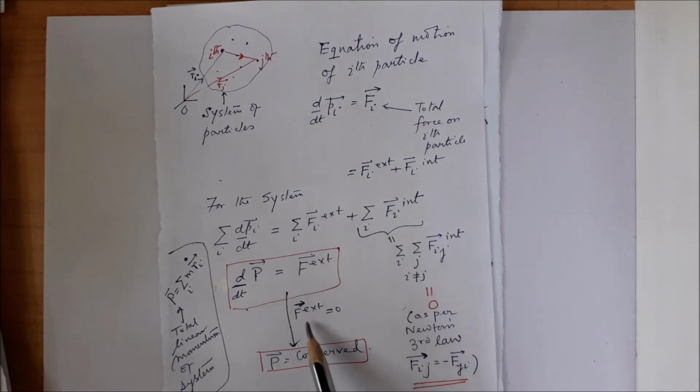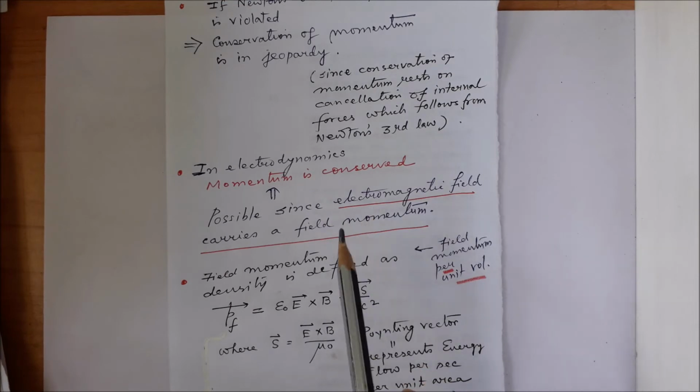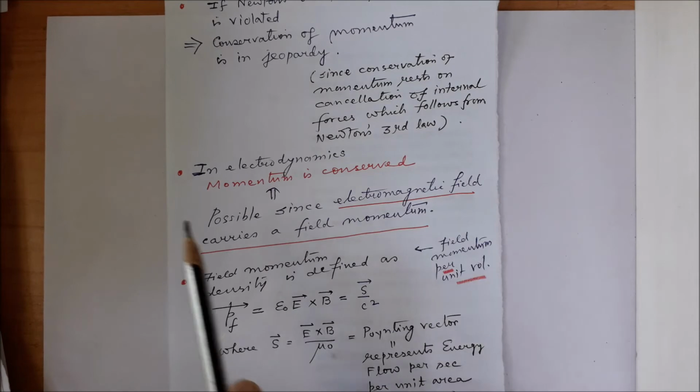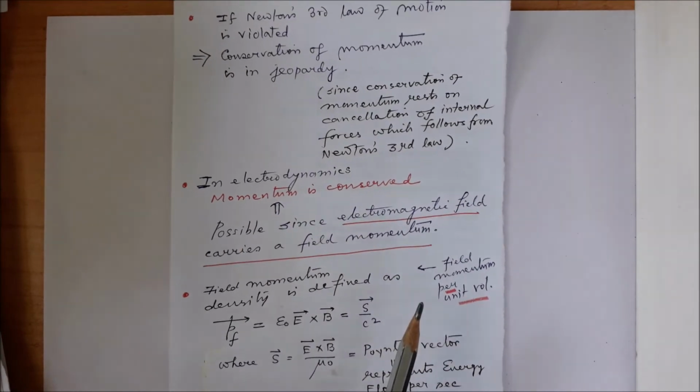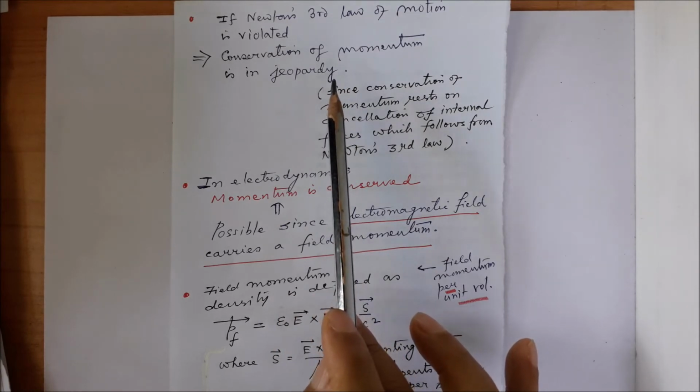Now if external force is 0, we have dp/dt equal to 0 and therefore P is conserved. So conservation of linear momentum significantly depends upon cancellation of internal forces, which was done using Newton's third law. So what we arrive at is that if Newton's third law is disobeyed, as it appears in our calculation, then we are disobeying conservation of momentum, which is a scary thought.